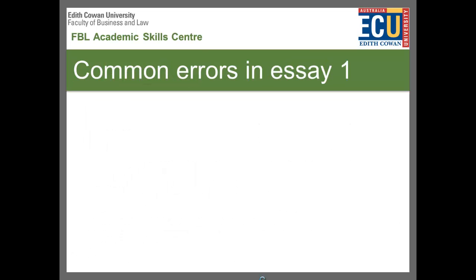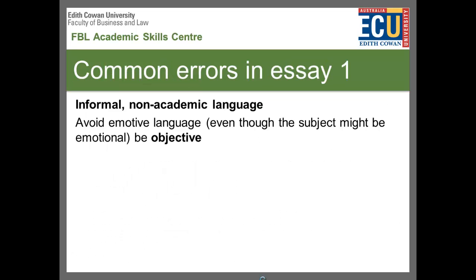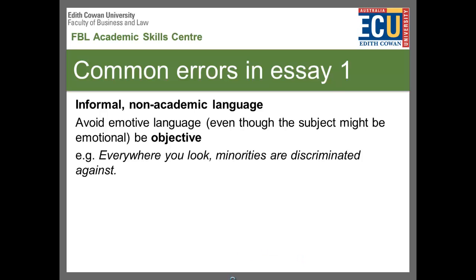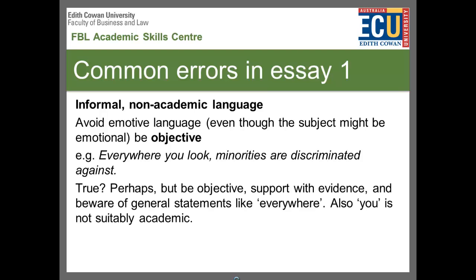Some of the common errors in Essay 1, the most common error I think was using informal and non-academic language. Remember to avoid emotive language. We are criminologists here, not crime writers. Even though some of the subjects we cover are quite emotional, it's important to be objective. Students write sentences like, everywhere you look, minorities are discriminated against. Is this true? Everywhere you look?